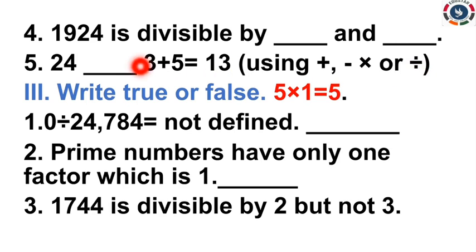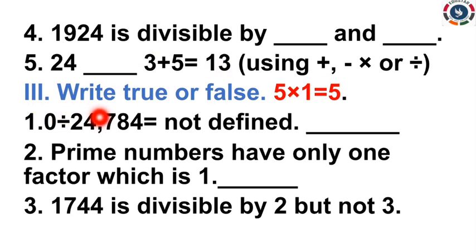Then if you are using the divide symbol, 24 divided by 3 means how many 3s are there in 24? 8 times are there. So 8 plus 5, how much? 13. So that is the correct answer. So which symbol do we want to use here? The divide symbol. So you have to put the symbols one by one here. If you are getting the correct answer, you can use that symbol.